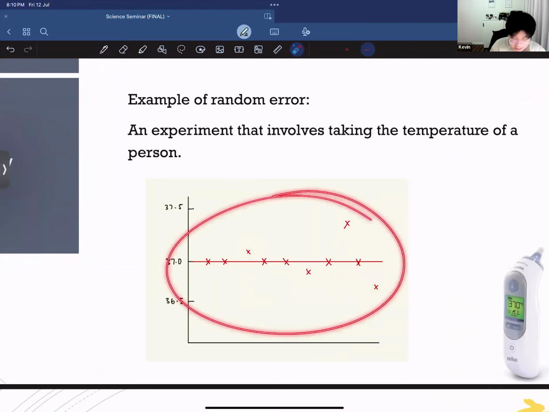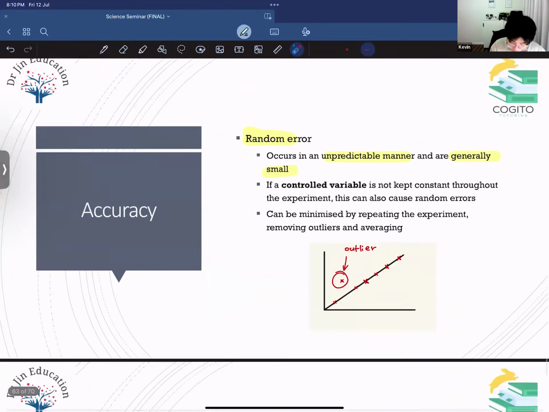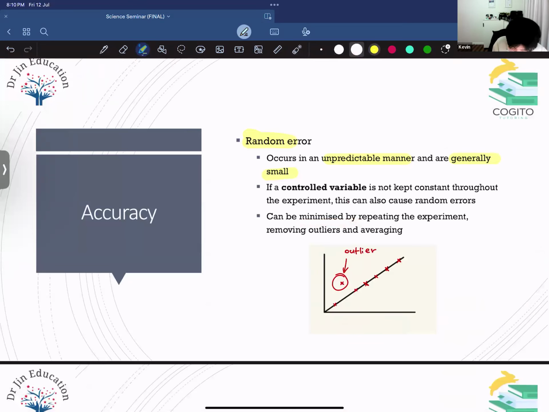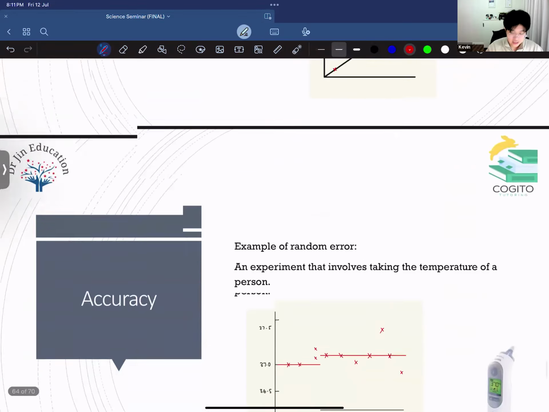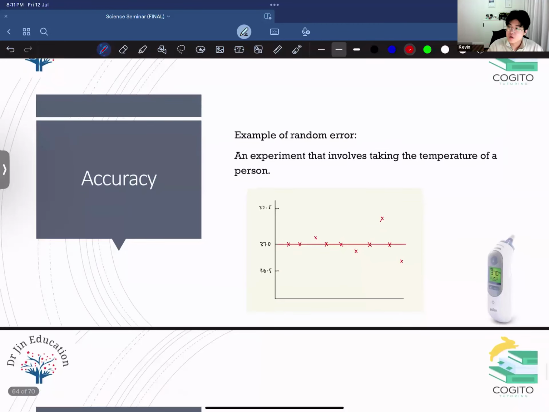The thing is, if you take all of these and average them, this one and this one are going to cancel out. This one and this one might cancel out. So you might actually get something that's close to 37. So look at this. It can be minimized by repeating the experiment, removing outliers, and averaging. This is very important. So do it a few times and average it. That helps you get a more accurate result.